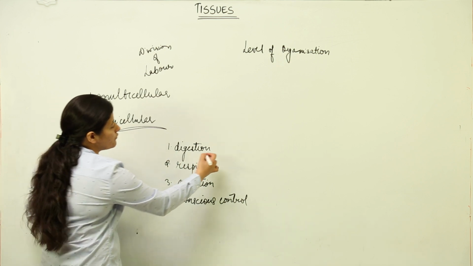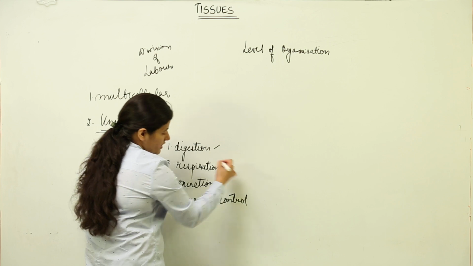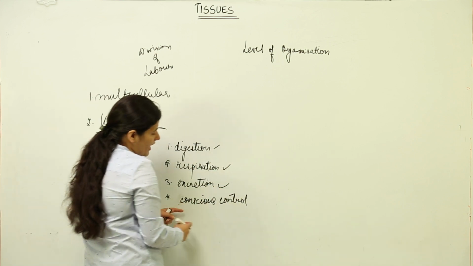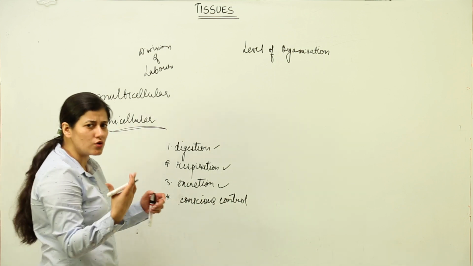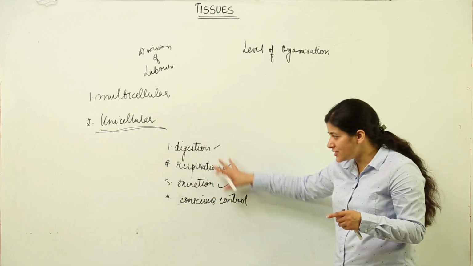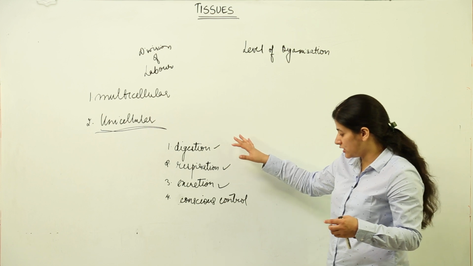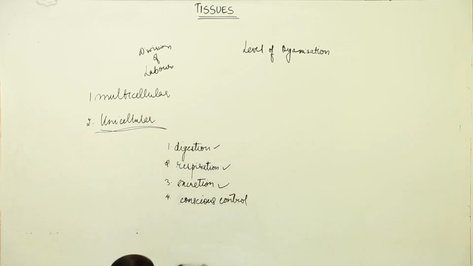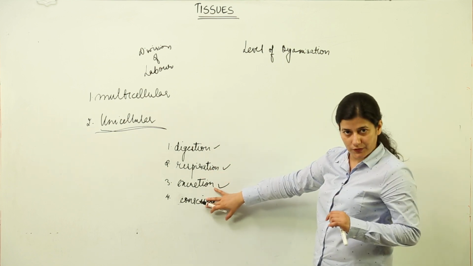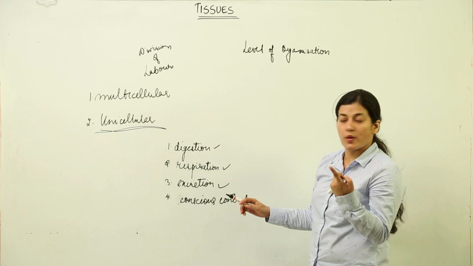just a single cell would perform the process of digestion, the same single cell would perform the process of respiration. If it has to excrete, it would have a vacuole for excretion. If it has a conscious control, it would have some sort of stimulus respondence that it shows. So there are various, not just these four, there are many other functions which could be performed by the cell, but these would be the most fundamental ones. What we have in our mind is that this is the simplest organization. Here we cannot have level of organization. Why? Because it is just one cell.